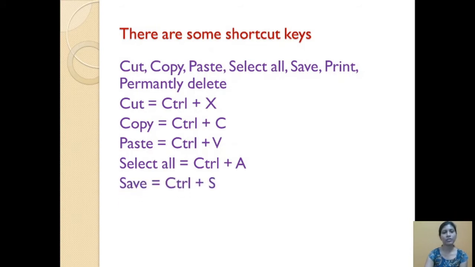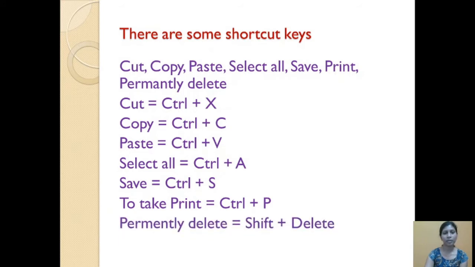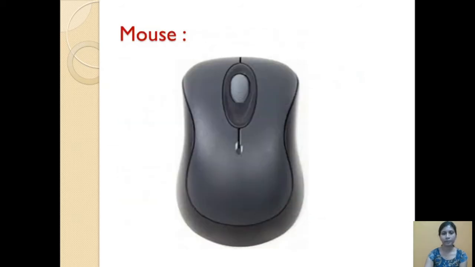Then save. If you want to save any particular data or file, we use Control S for saving purpose. If you want to take a print, we use the Control P key for print. Then permanently delete. If you press the delete key directly, whatever file you have deleted goes to the recycle bin. If you want to remove it permanently, use Shift plus Delete, which deletes it permanently.